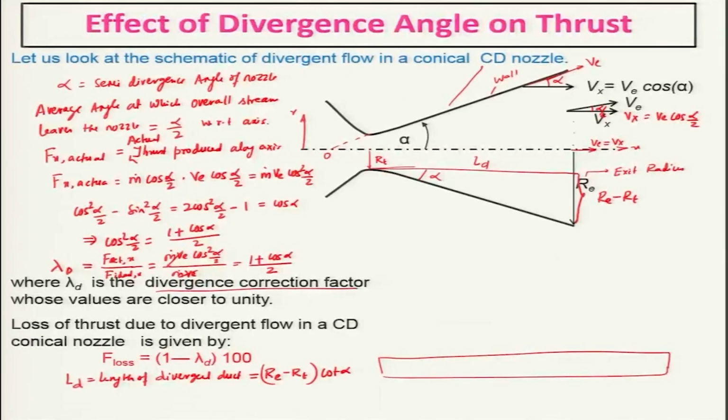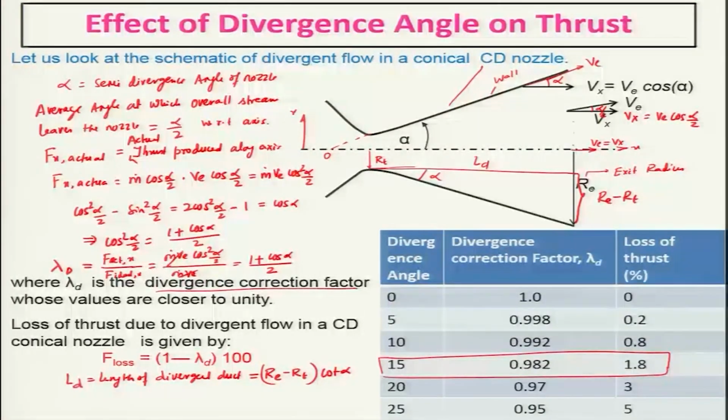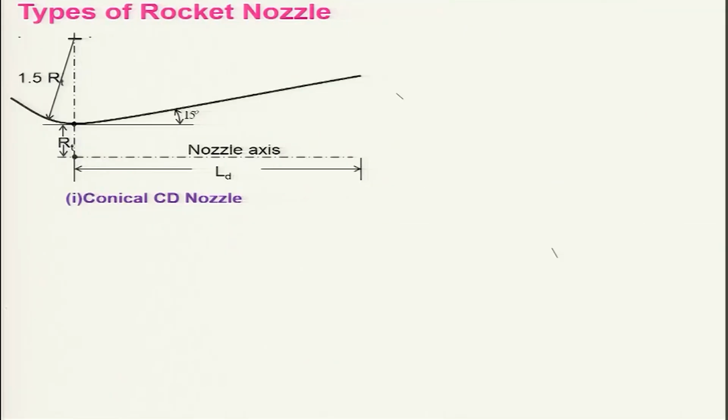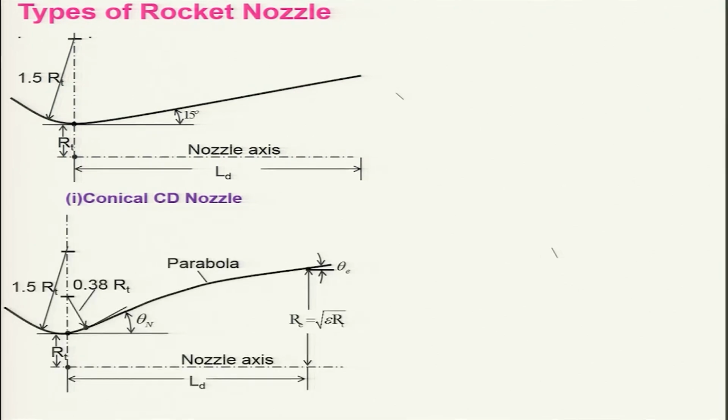Because of this limitation of the convergent divergent nozzle, there are various types of nozzles that have been designed and developed. As I told, for the convergent divergent nozzle generally 15 degree is used as the angle, because of the fact I just discussed. Another rocket nozzle is known as the bell shaped nozzle. In this case, the divergence angle is changed from the throat to the exit such that the divergence effect will not be there. As a result, the divergence correction factor will be very small.